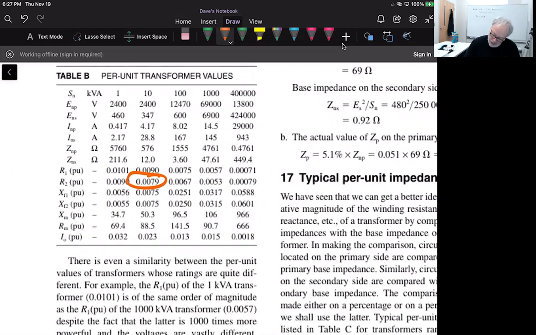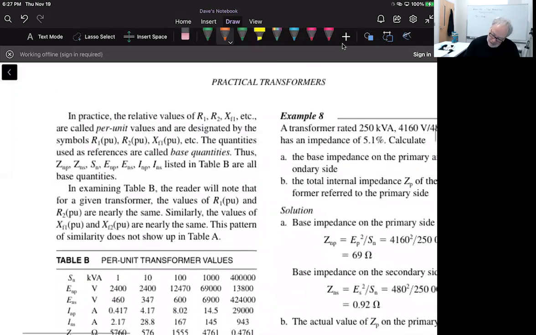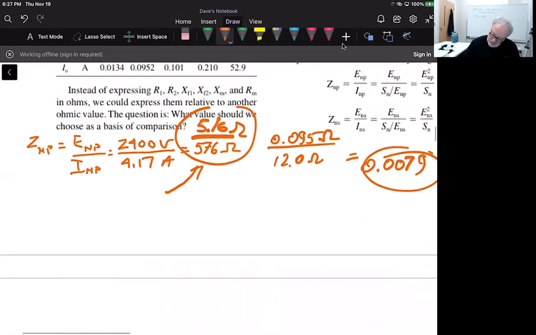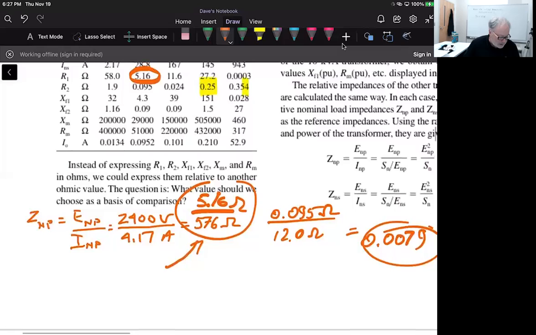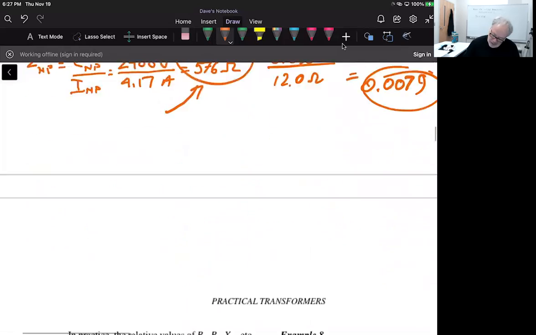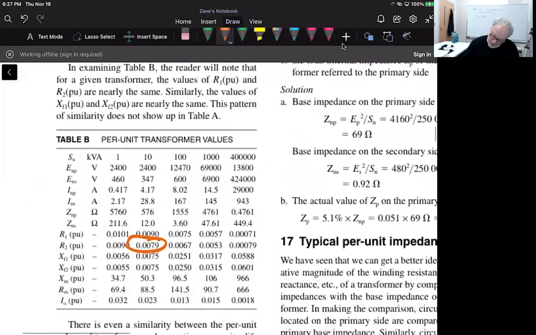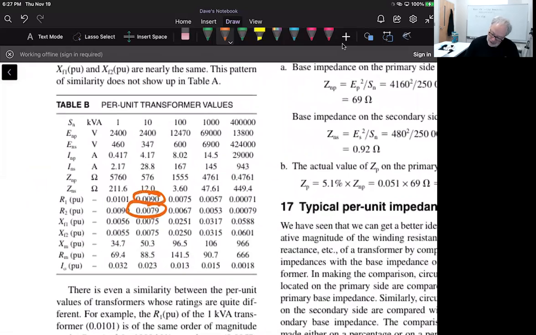Where'd it go? Here. No, wait a minute. Here, 5.16, yeah, 0.0009, and that is here for R1. Okay, so that's what you're doing with this. You're getting nominal values based on nameplate data, and then you're building this per unit chart.